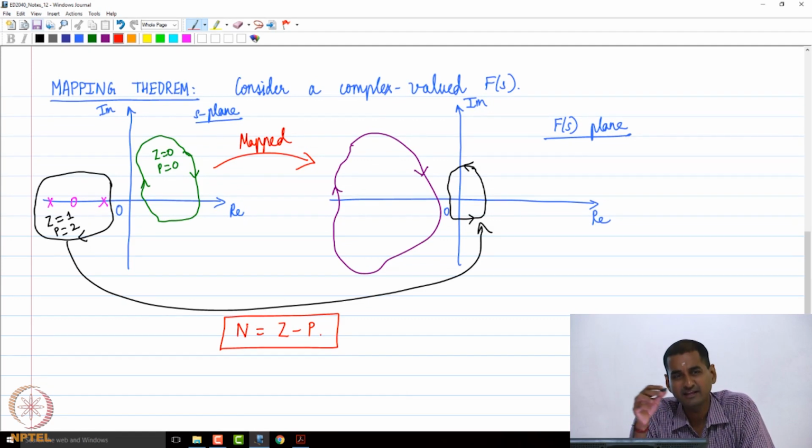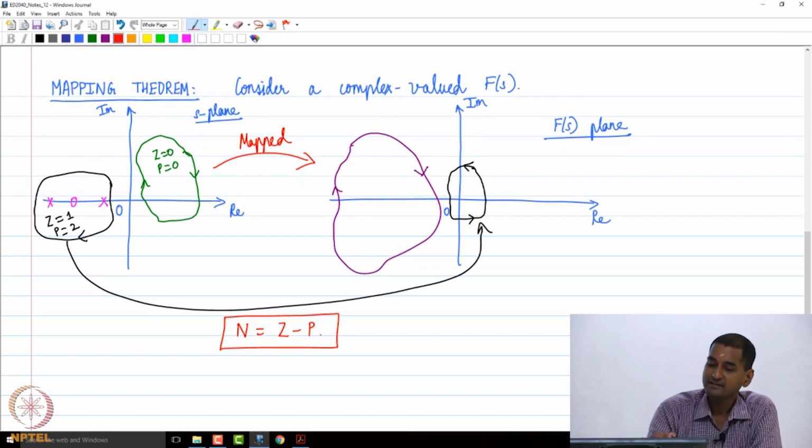Typically you would take a clockwise contour. It can get mapped to a clockwise or counterclockwise contour, depending on the function. If z minus p is 0, that means the number of clockwise encirclements of the origin in the f of s plane is 0. That's what happens. We are going to look at examples.